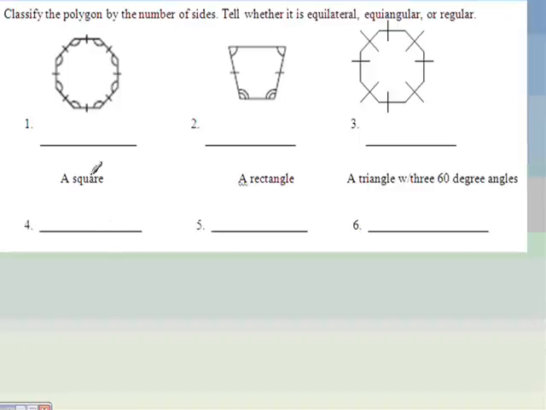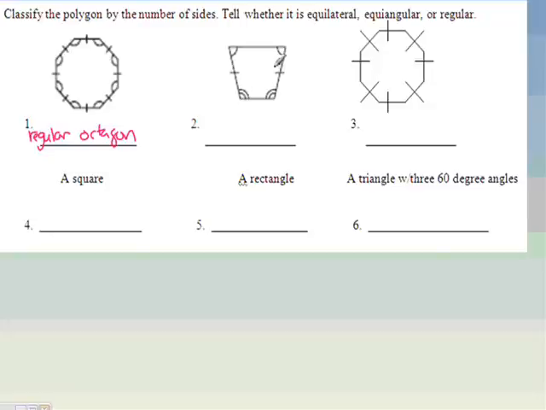Let's classify these polygons. So this one right here, if you count it all up, you'll find out it has 8 sides, which makes it an octagon. Also, these markings show that all the angles are congruent, which makes it equiangular. These markings show that all the sides are congruent, which makes it equilateral. And if it is both equilateral and equiangular, that means it is regular. So we are dealing with a regular octagon.